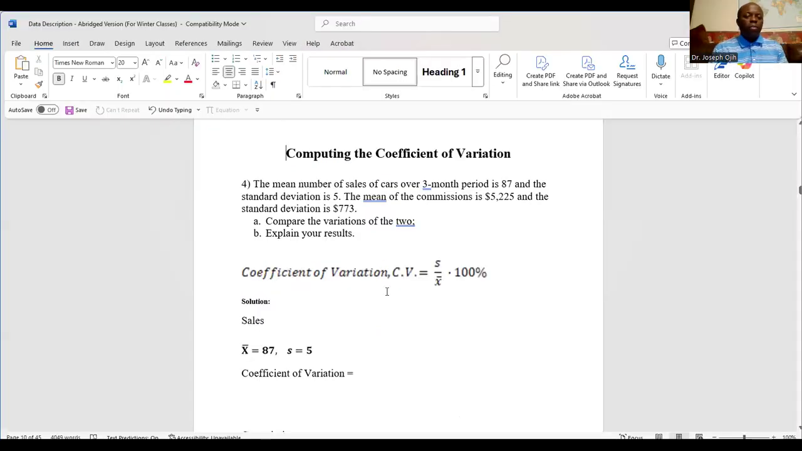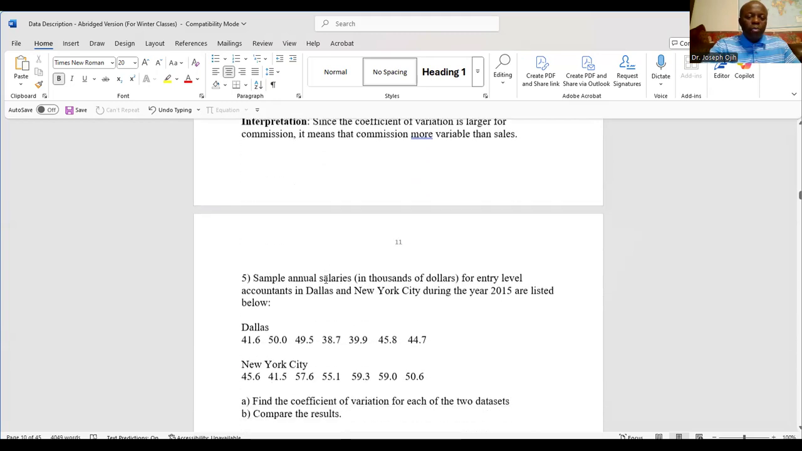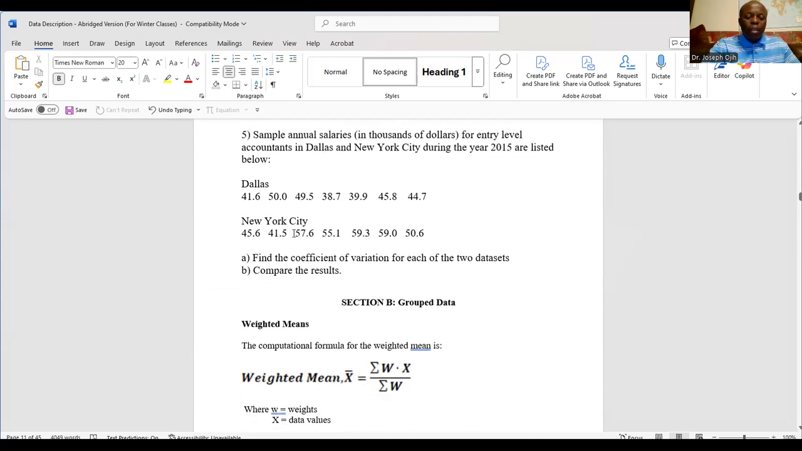So computing coefficient of variation. We did this first one. I remember I mentioned that the formula is standard deviation over mean times 100. And we solved this last week. Now, this is the one we didn't do. This is another way you can see the question on coefficient of variation.